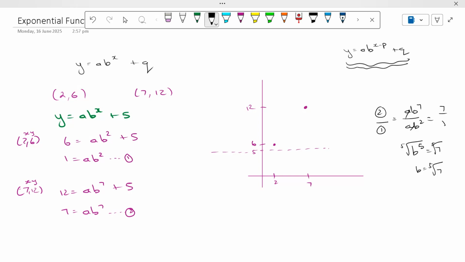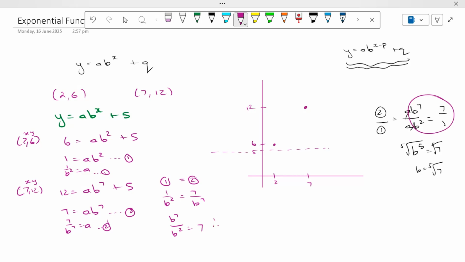If you don't use that, I can change this into a relative, exactly the same form. So which is going to be 1 over b squared is a. 7 over b to the power of 7 is a. Still equation number 1 and 2, and then we equate those two. So when 1 is equal to 2, method number 2, we got 1 over b squared equals 7 over b to the power of 7. We then cross multiply. b to the 7 over b squared equals 7, which gets us back to that point anyway. And so we end up with b equals the fifth root of 7. So I've got b. All I need now is a.